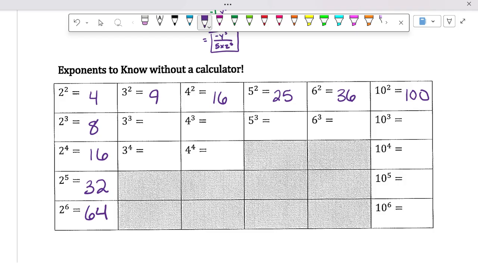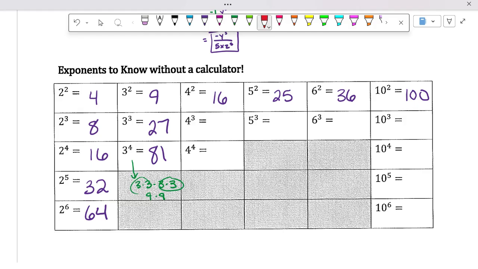And honestly, you can do that for any of these powers. So what will 3 cubed be? If you multiply 3 by 9, what is it? It's 27. 3 to the 4th? 81. Think about it this way. 3 to the 4th is 3 times 3 times 3 times 3. What's 3 times 3? 9 times 9. That's 81. That's the way you can think about it.